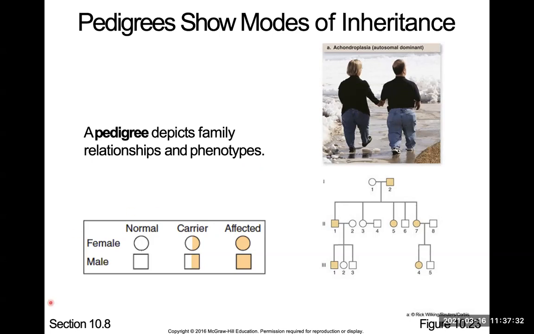In the pedigree analysis, this is what a normal female and male look like. You have circles for female, squares for male. Carrier is going to be half colored. Affected is fully colored. And then this number, Roman numeral 1, 2, 3, is representing the generations.